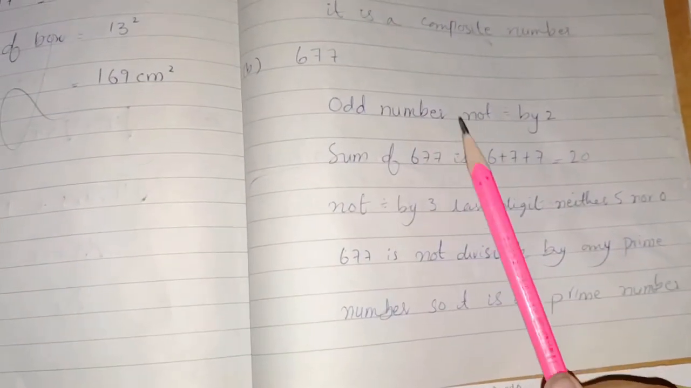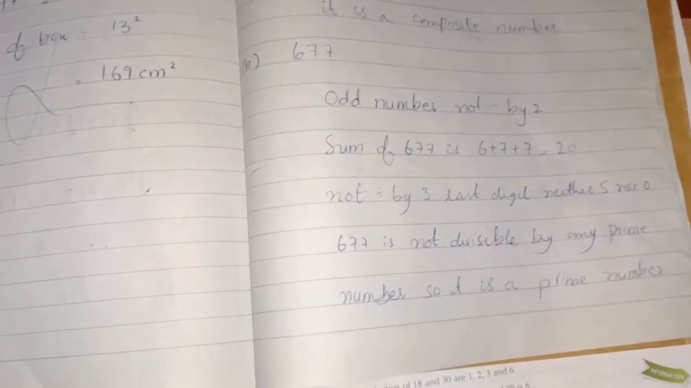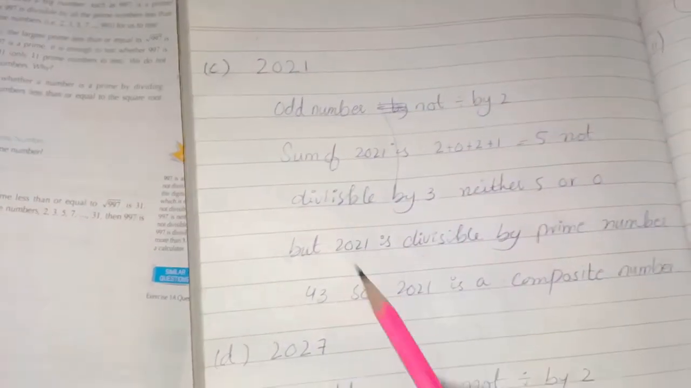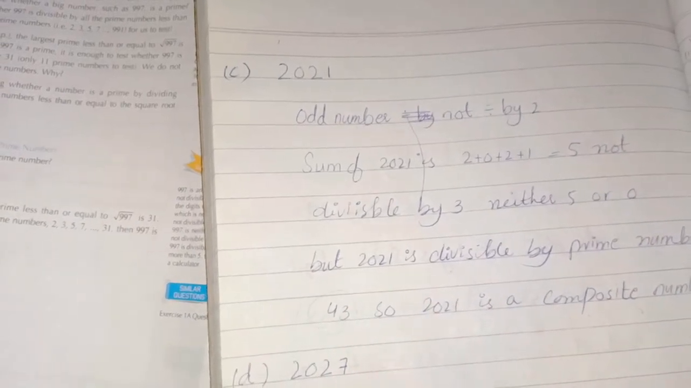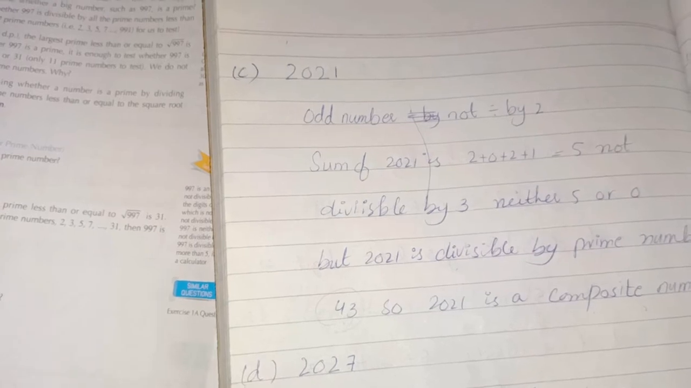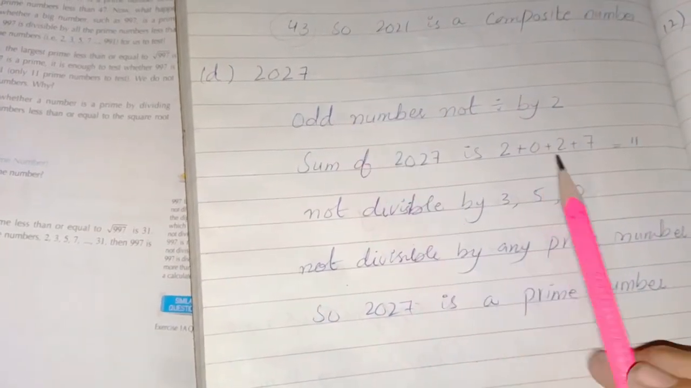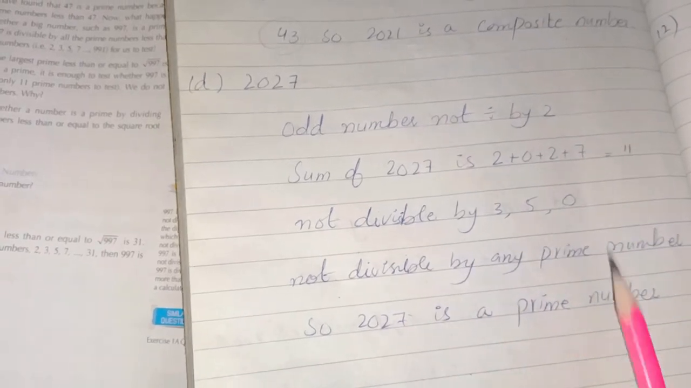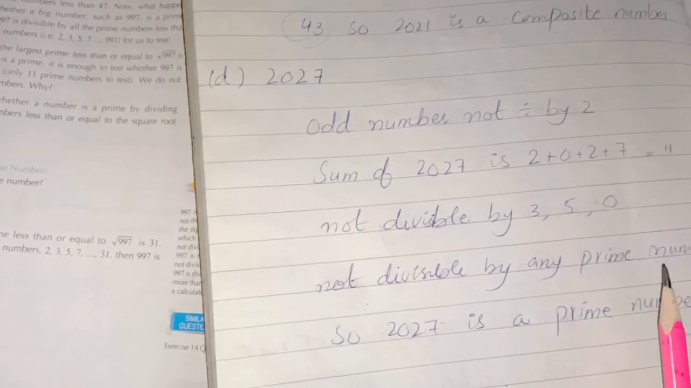Same as it is 677. It is a prime number. 221. It is a composite number because it is divisible by 13. 2027. It is a prime number because it is not divisible by any other number except itself and 1.